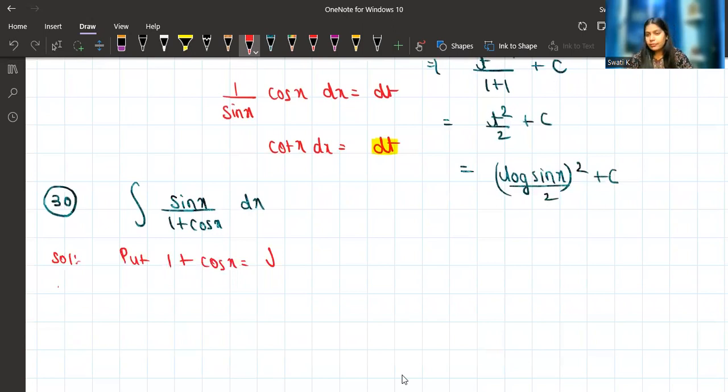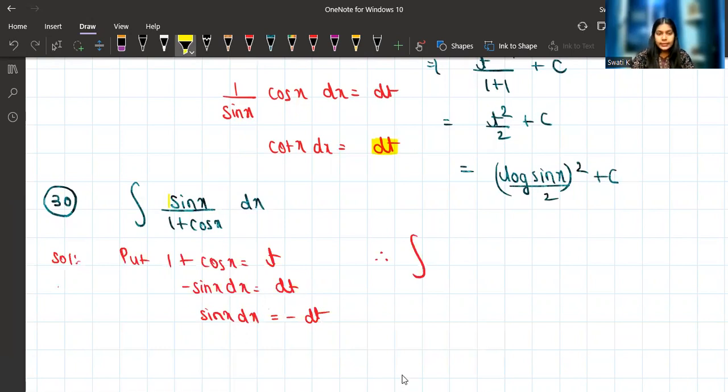So the derivative of 1 is of course 0 and the derivative of cos x is minus sin x. It is minus sin x dx equals dt. Now I'm going to keep sin x dx as it is and this will become minus dt. So therefore my integration will now become, for this sin x dx I have minus dt, so I can write this as minus integration dt here, and then upon 1 plus cos x is t, so it is t. Now this will become minus integration of 1 upon t. You know the formula, it is log mod t plus the constant of integration.